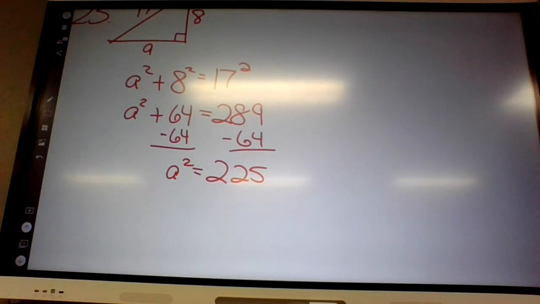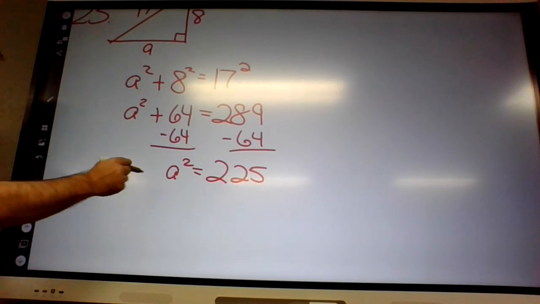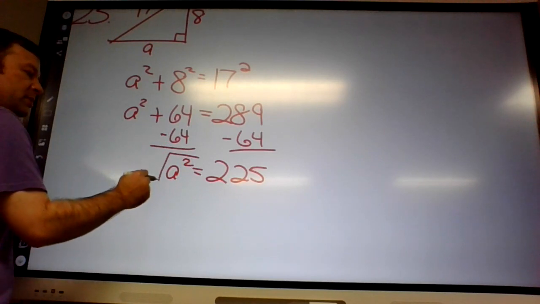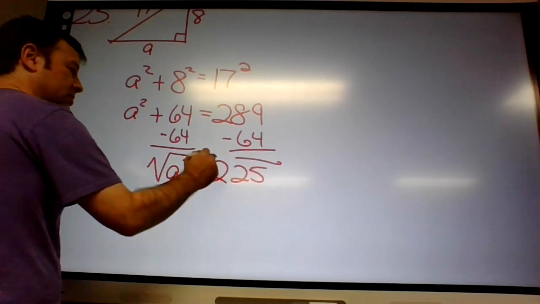And then you square it, or square root it. Right. To get rid of the a squared, use square root. Root 15.